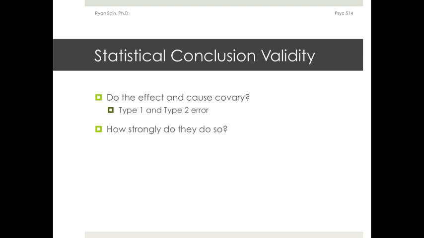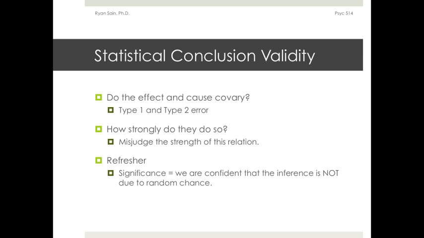The other question that we're asking with statistical conclusion validity is how strong they covary. In other words, if they do covary, how strongly do they covary? Is it a weak effect? Is it a medium effect? Is it a strong effect? We'll often refer to that as effect size. We can misjudge the strength of that relation based on all sorts of factors, and we'll talk about those factors in the textbook and in this particular class.